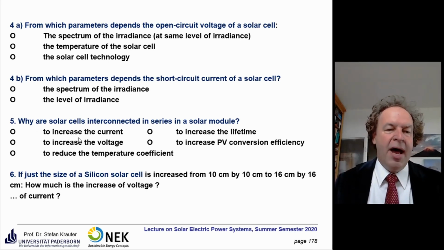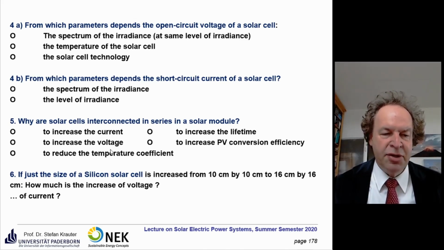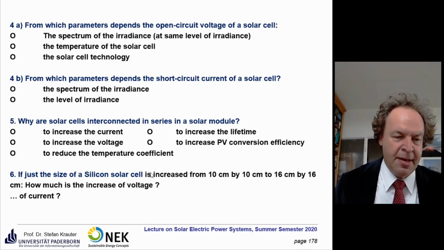Fifth is why are solar cells interconnected in series to a solar module? Is it because to increase the current? Is it to increase the lifetime? Is it to increase the voltage? Is it to increase the PV conversion efficiency? Or is it to reduce the temperature coefficient?